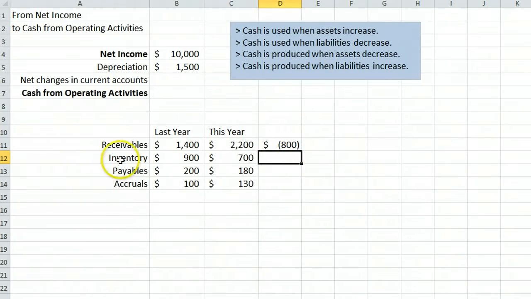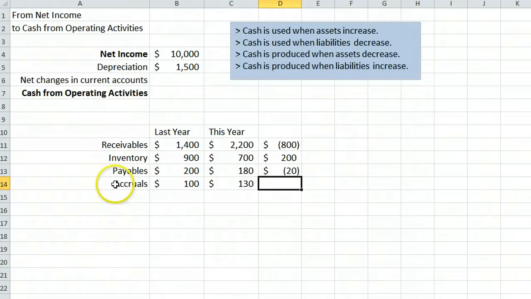Inventory, also an asset. It has decreased from last year to this year, and according to our rule, cash is produced when assets decrease. So we need a positive number here. 900 minus 700 will give us that number. Payables have decreased, and accounts payable are liabilities. According to our rule, cash is used when liabilities decrease, so we need a negative number here to represent the use of cash. We will get a negative number by taking 180 minus 200.